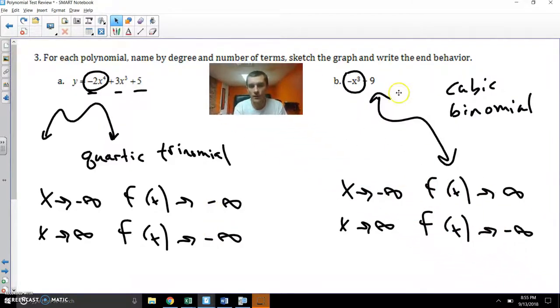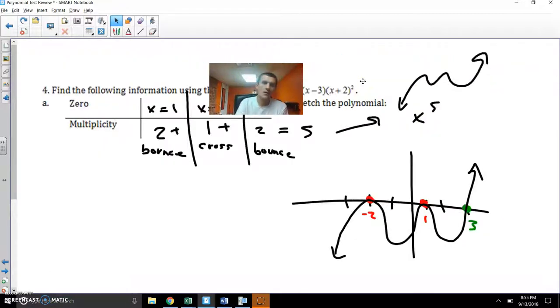And for the other one, this is a negative odd, so it's going up to down. So that's why this is positive and this one's negative. And this is a cubic binomial. Power of 3, 2 terms.